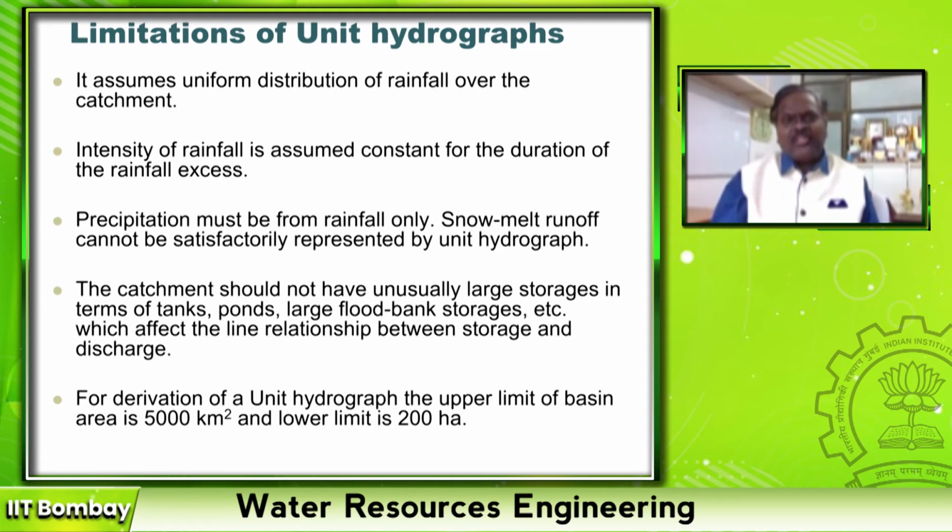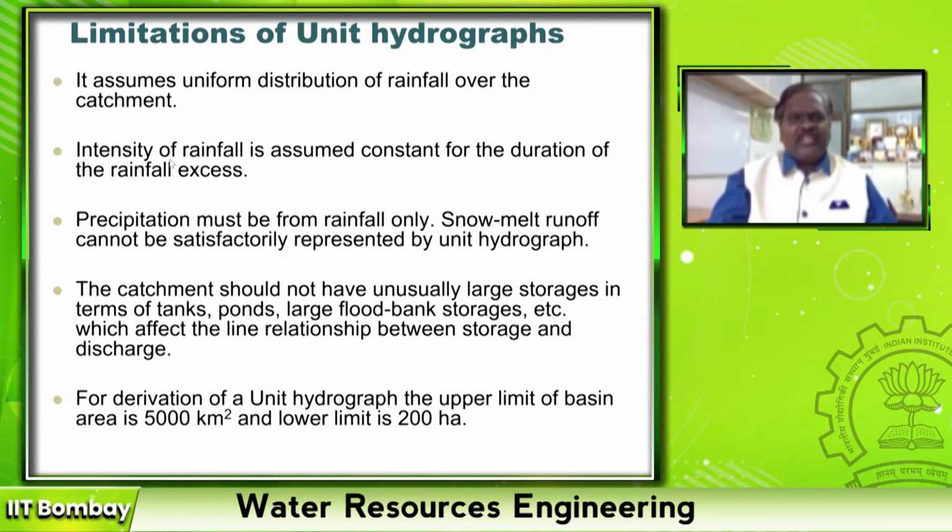So the major limitation of unit hydrograph is it assumes uniform distribution, right? If it is uniform distribution, you cannot expect a very large catchment. That is why people say that for derivation of unit hydrograph, the upper limit of the area of the catchment is 5000 kilometer square and the lower limit is 200 hectares.